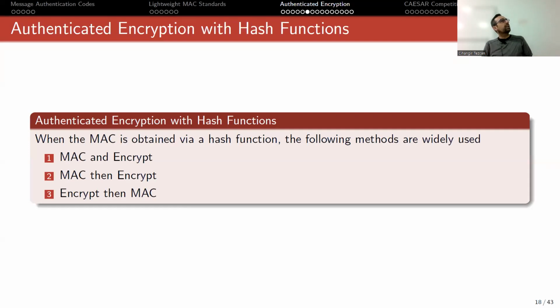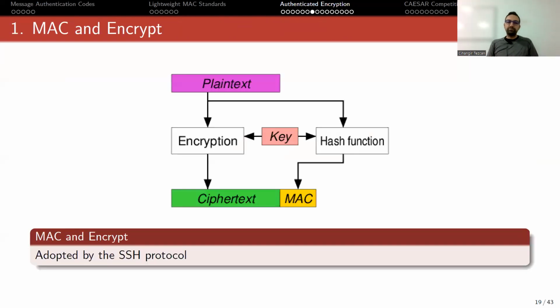Okay. So actually there is a method for this. When the message authentication code is obtained by a hash function, the following methods are widely used: MAC and encrypt, MAC then encrypt, encrypt and MAC. Okay. So let's show them with pictures.